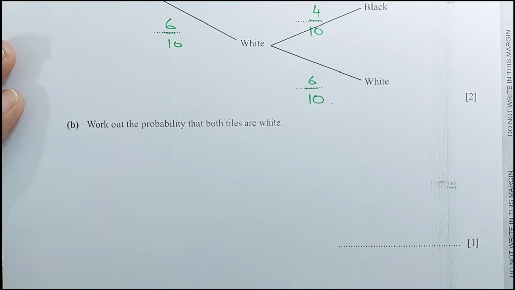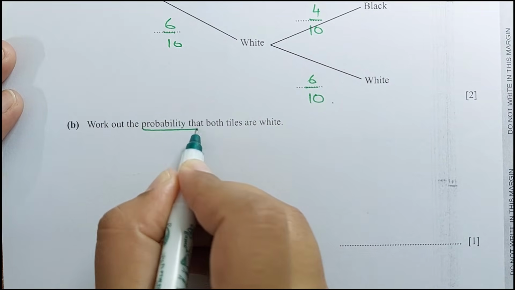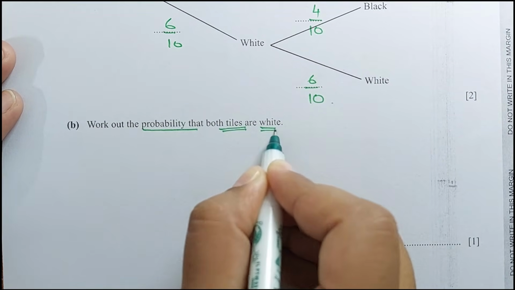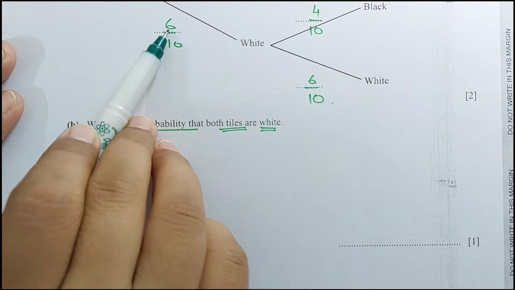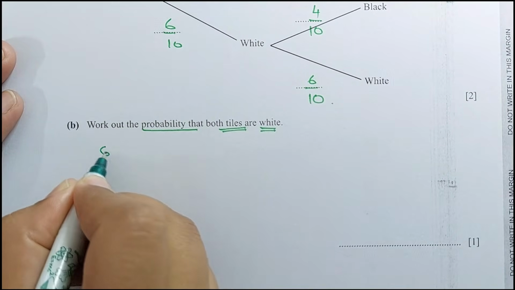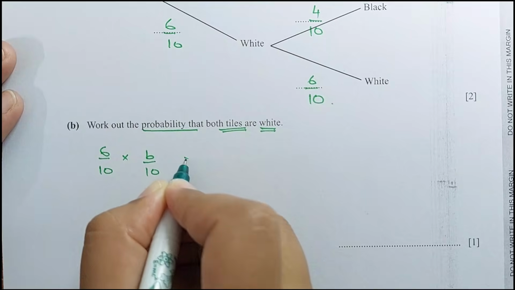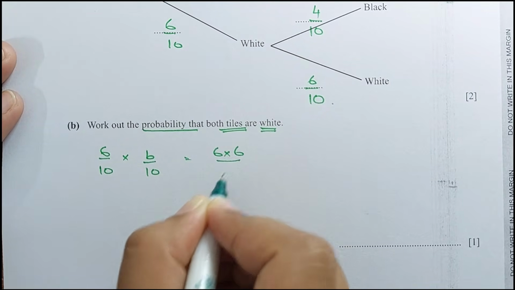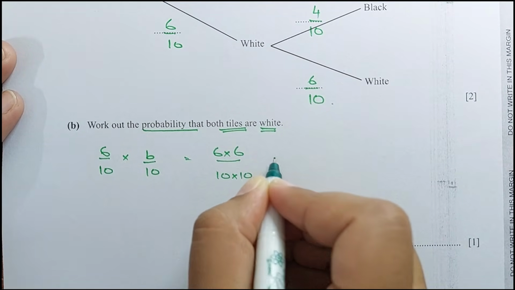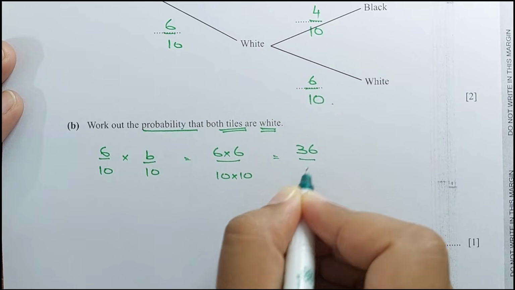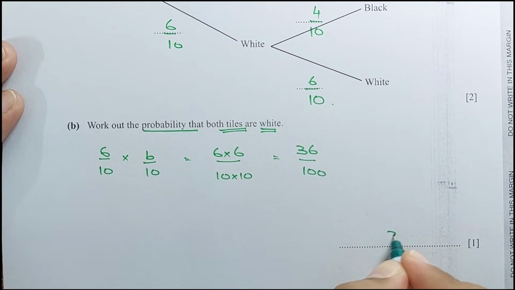Part B, work out the probability that both tiles are white, white and white. 6 over 10 times 6 over 10. So 6 times 6 over 10 times 10. So 6 times 6 is 36 and 10 times 10 is 100. So the probability is 36 out of 100.